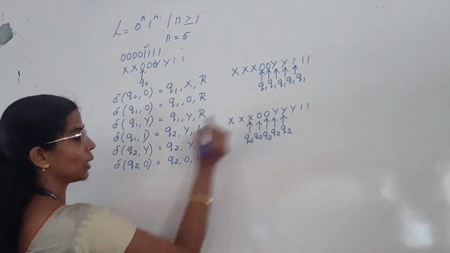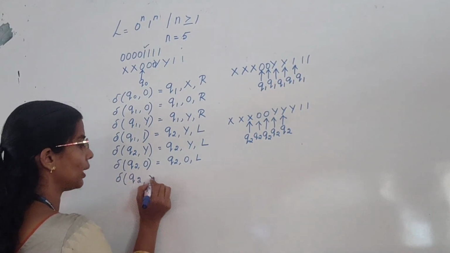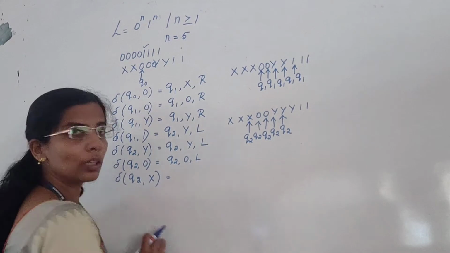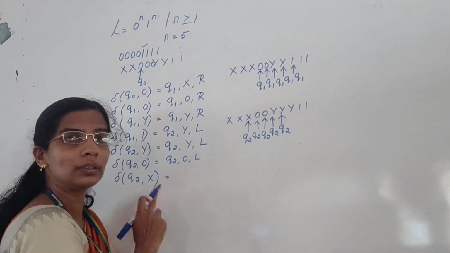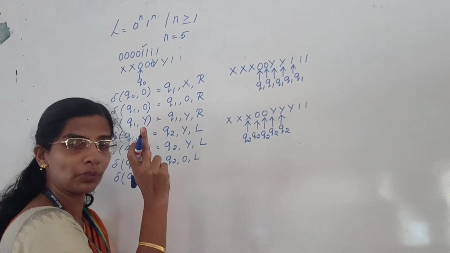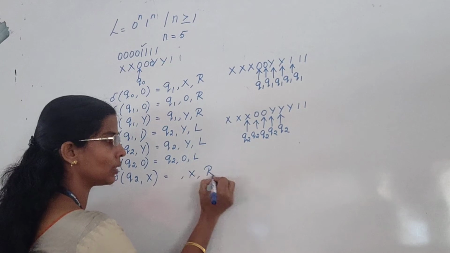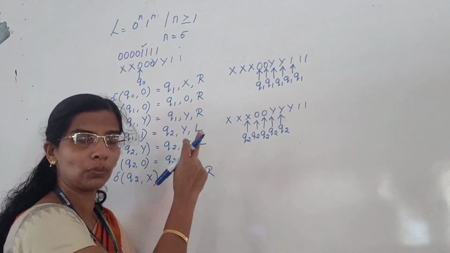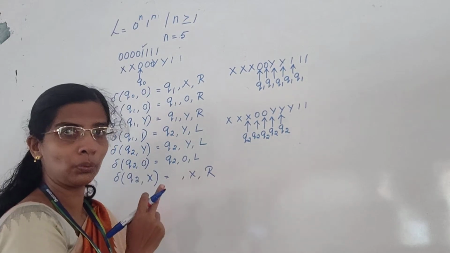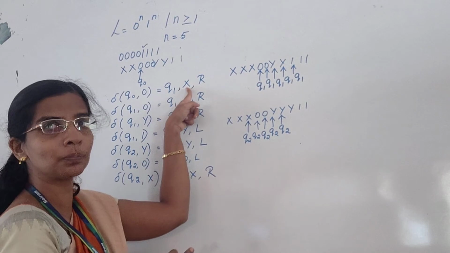Now you got Q2 comma X, delta of Q2 comma X. What you have to do? Just take right, you will get your first 0. So X remains the same, direction is R. When you take right, you will get your first 0. What you have to do with your first 0? Replace the 0 with X.